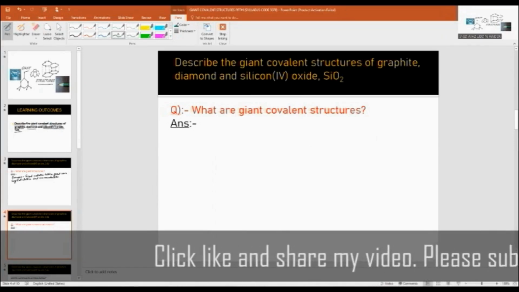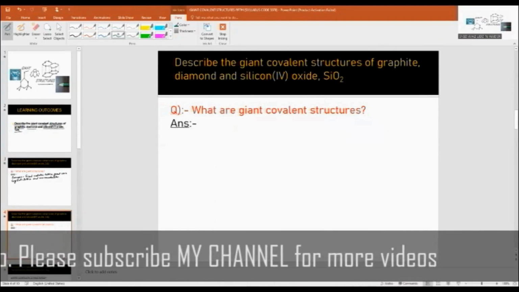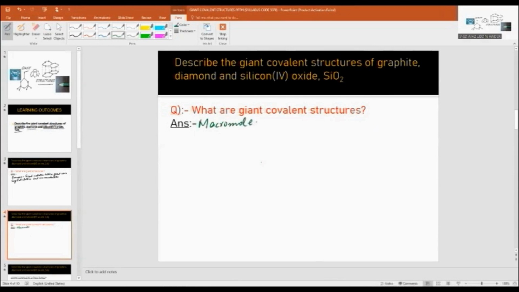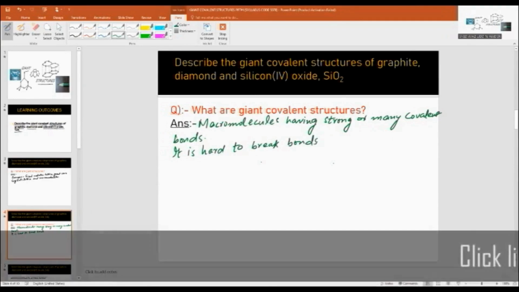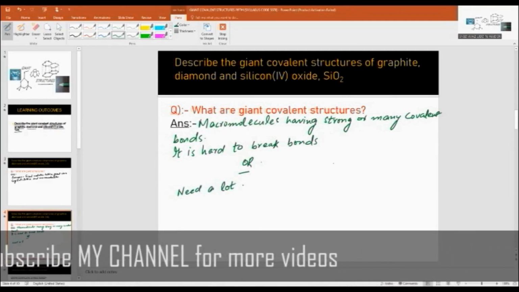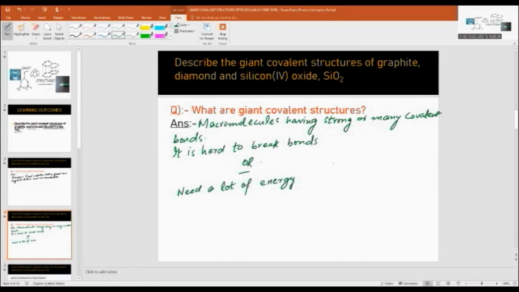So let me talk about the definition of giant covalent structure. Macromolecules having strong or many covalent bonds, which means it is hard to break the bonds, or a lot of energy is needed to break the bonds.